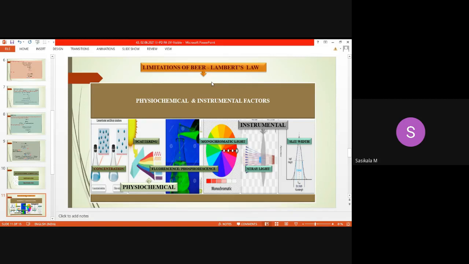If any stray, interfering light interferes with the monochromatic light, our expected light, that will also restrict following Beer-Lambert's law. Then slit width: we need to get a symmetric curve, right? This slit width is varying. You can see slit width at the bottom of the curve. For the two curves, the linear line is plotted, then the distance is calculated, and this is called slit width. This will also affect the Beer-Lambert's law. When concentration increases, the slit width should also be increased serially. If not, it will affect the Beer-Lambert's law. So what are the physicochemical parameters? Concentration, scattering, fluorescence, and phosphorescence. Instrumental are monochromatic light, stray light, and slit width.